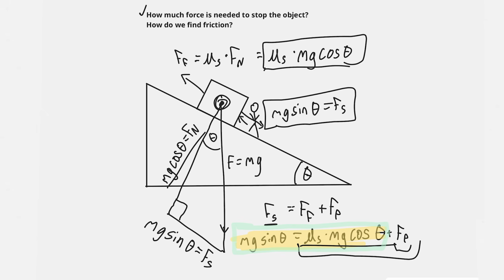One tricky thing that can happen is if the object is moving up the ramp because some force is pushing it that way. Then that means that the friction force is actually going to switch and oppose the motion of the object by pointing down the ramp. When that's the case, you just take the friction force part of your equation and move it over to the other side.